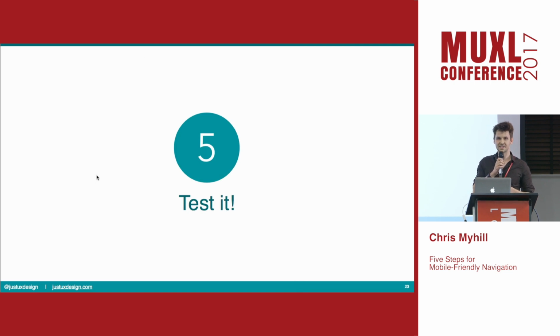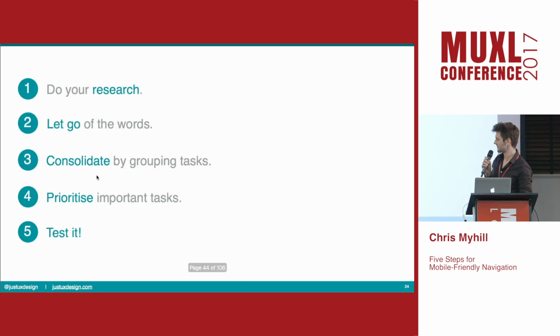Last step, of course, is to test the bugger. And there's so many ways you can do this. You can prototype, you can show it to people, you can do another TreeJack survey using the new navigation against the old one. So there we go. That's a bit of a whirlwind tour, but five steps to refactoring an information architecture.